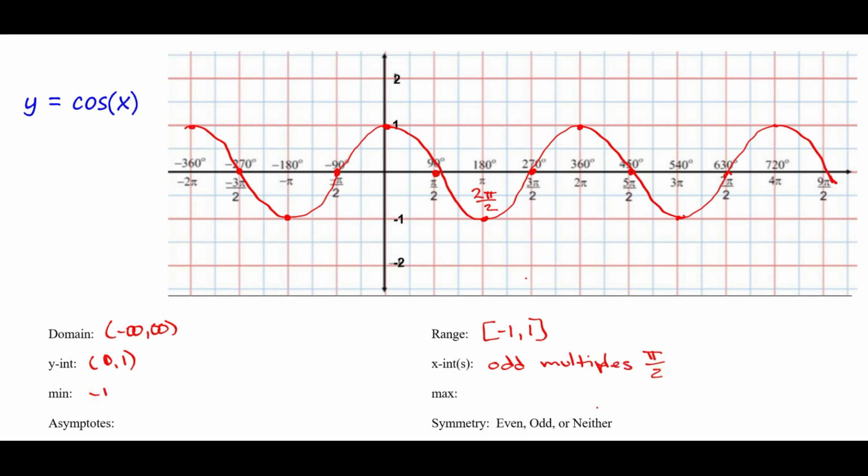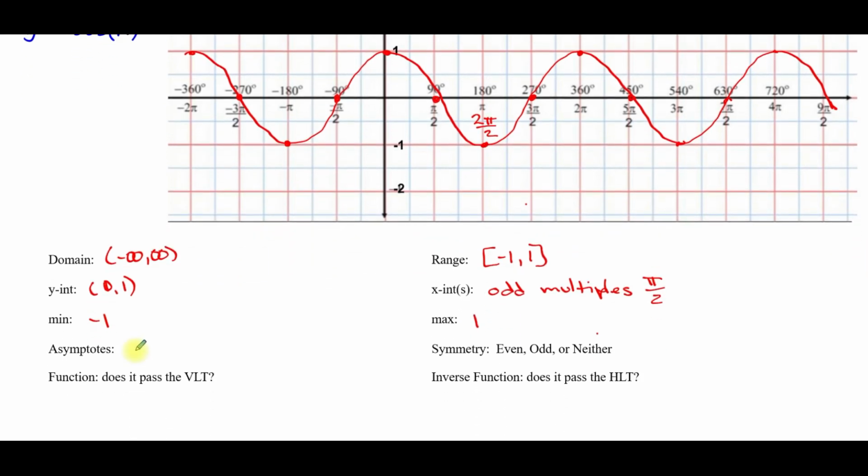My minimum value, again, is -1. My maximum value is +1, just like before. I still have no asymptotes. This symmetry is even symmetry. It is a function. Its inverse is not a function. So the graphs are very similar with the exception of their intercepts and their symmetry.